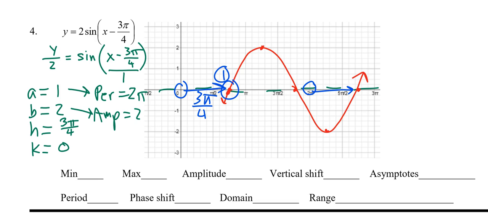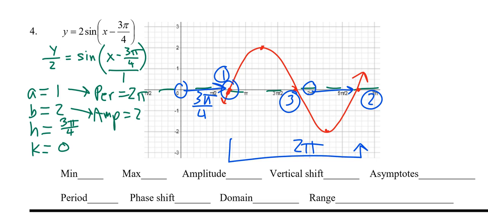So you can use what you know about the original one if you're struggling with the idea of starting here and going over here 2 pi units. But that would be the second point of your wave. Your third one is smack dab in the middle on the center line, and then up and down the river. Be a weird looking river. I don't know, I'll find one.